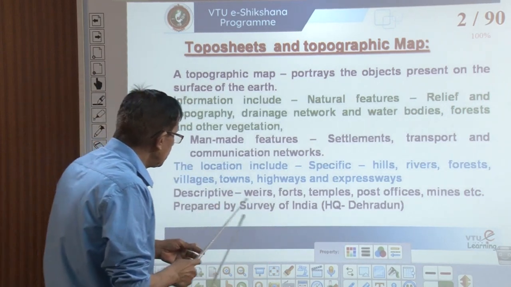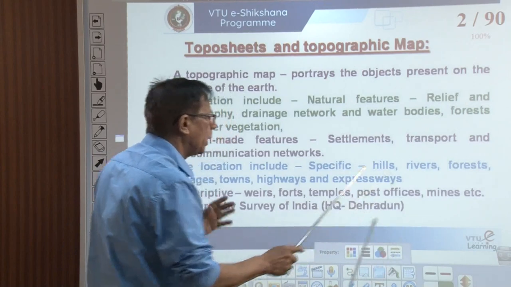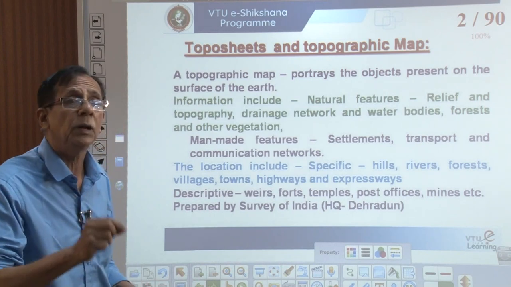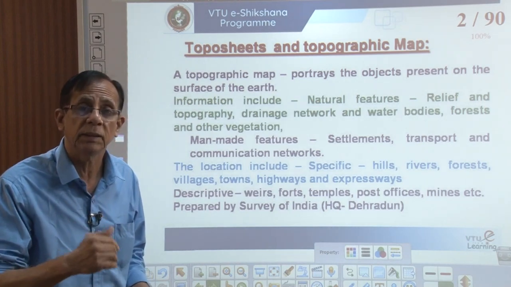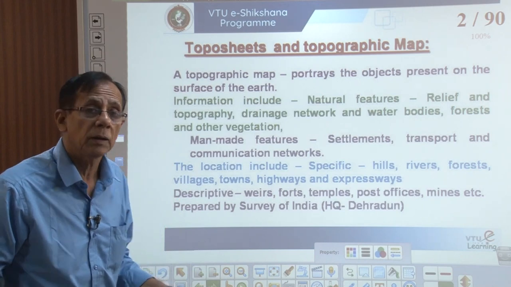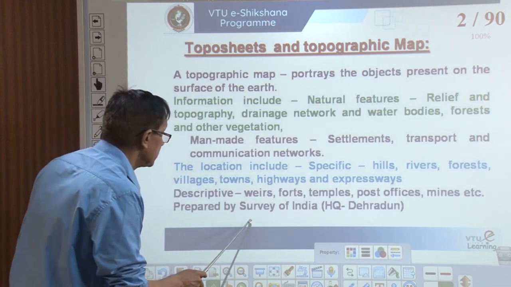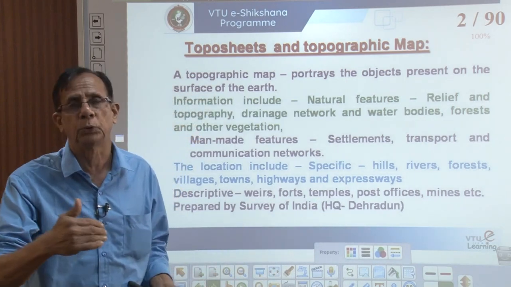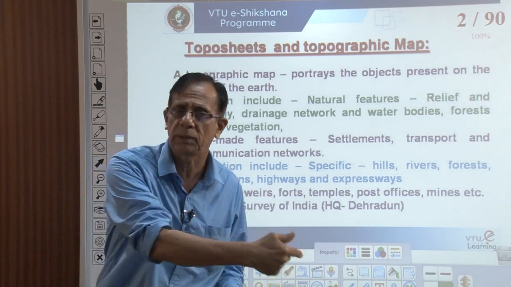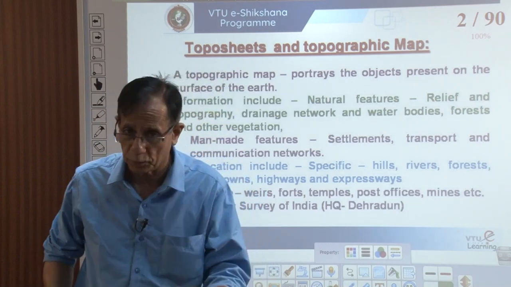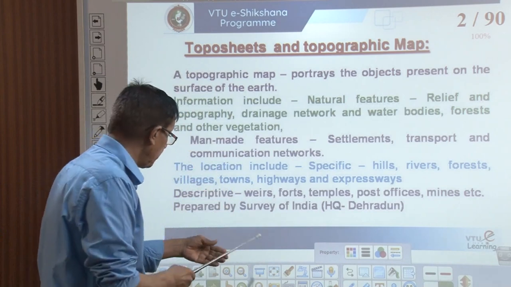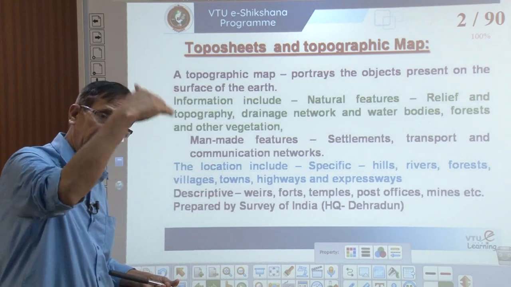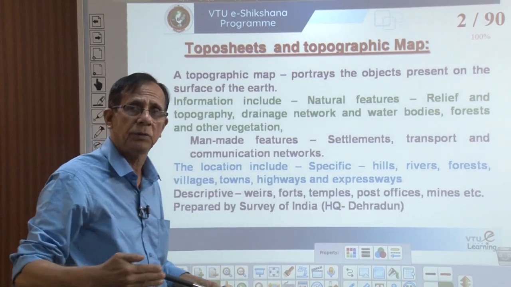So, descriptive ways, ports, temples, these are all man-made, post office, mines, all these are available in the topo sheet, and this is generally prepared by the authorized government agency, Survey of India, headquarters at Dehradun. They prepare the topo sheets in various scales that we will study a little later. And if we want topo sheets, we have to obtain them from these agencies.